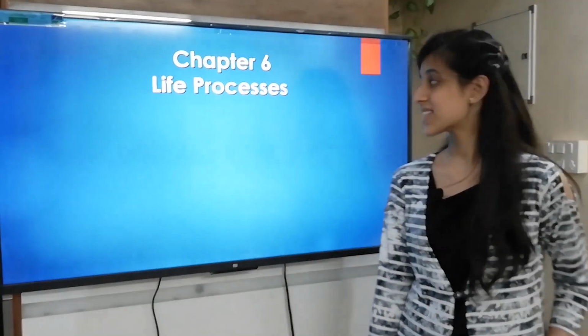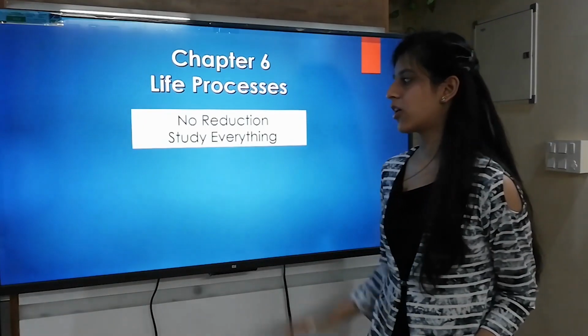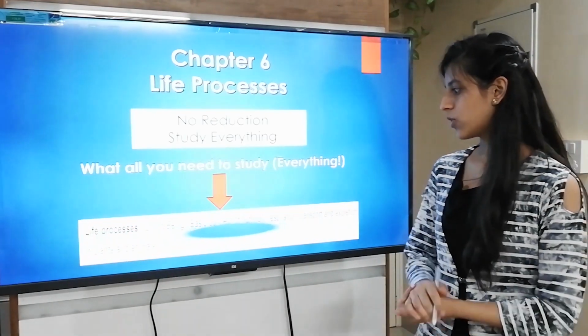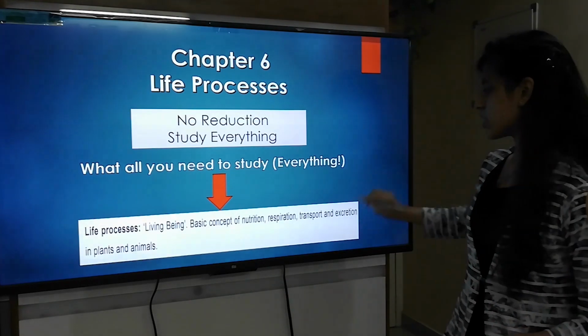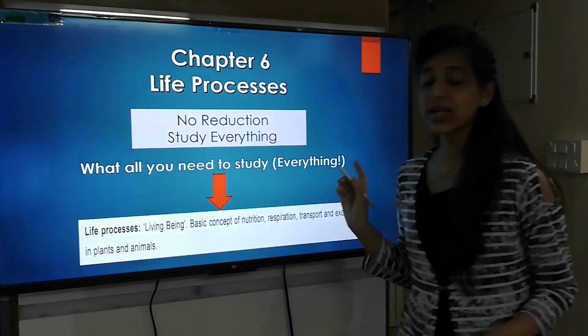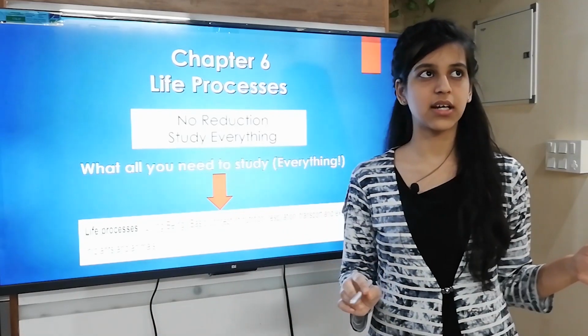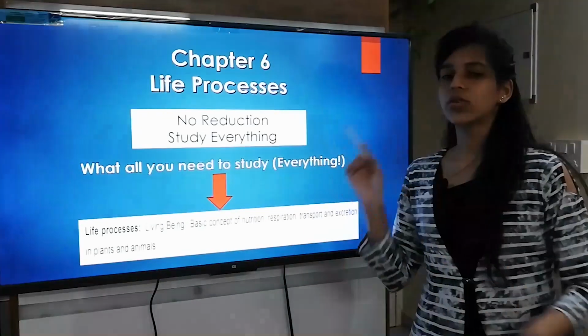Let's move to chapter number 6, life processes. So here basically we are starting with biology. No reduction, study everything. What all you need to study, you need to go through the living beings, basic concept of nutrition, respiration, transport and excretion in plants and animals. Again, do diagrams properly. I have provided the notes, and I have provided all the diagrams and everything. Go through all of them.